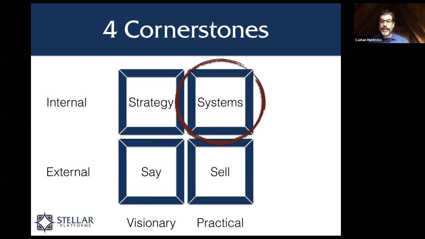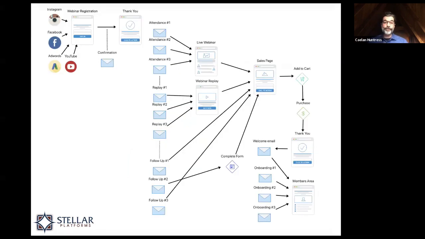I like getting on stage and I like talking to people, so I understand the visionary cornerstones very well, but where my gift is on the practical cornerstone. So I make a really good complement to thought leaders. And I had a client who said, hey, I want to do a webinar. And so I said, okay, I'll bring out my templates. These are the pages we're going to make, and these are the emails we're going to send. And I put it all together for him.